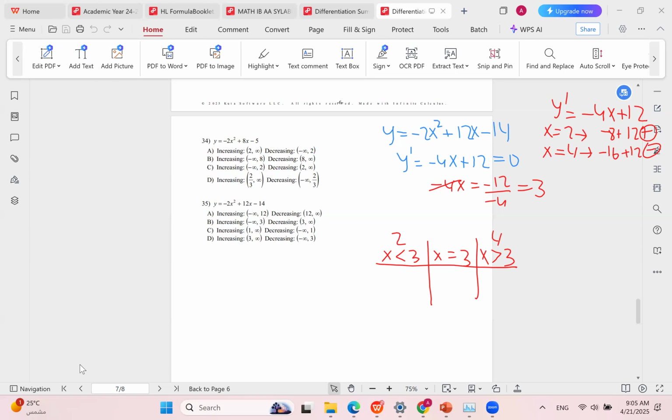So for x equals 2, we got a positive slope. This means the function increases. For x equals 4, we got a negative slope, and this means that the function decreases. So less than 3 is the same as -infinity to 3. More than 3 means 3 to infinity. So it increases for -infinity to 3 and decreases for 3 to infinity. So the correct choice here is choice B.